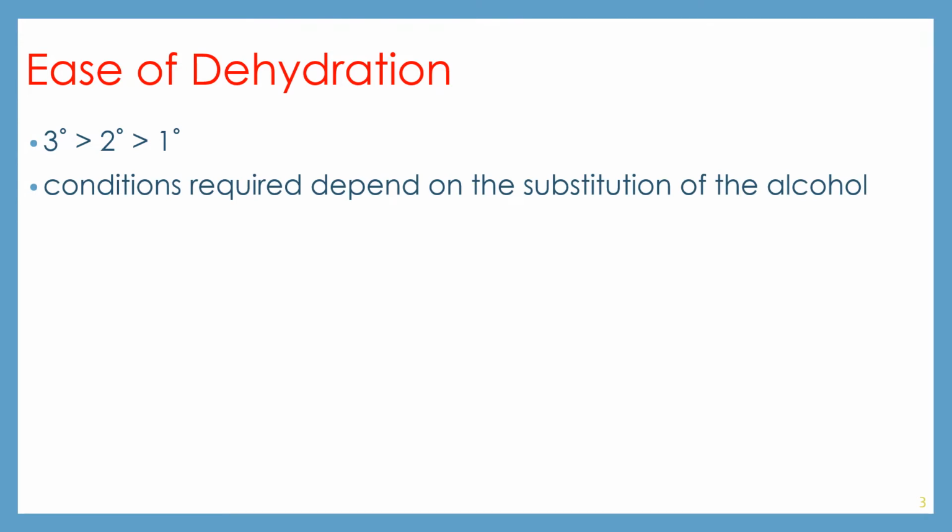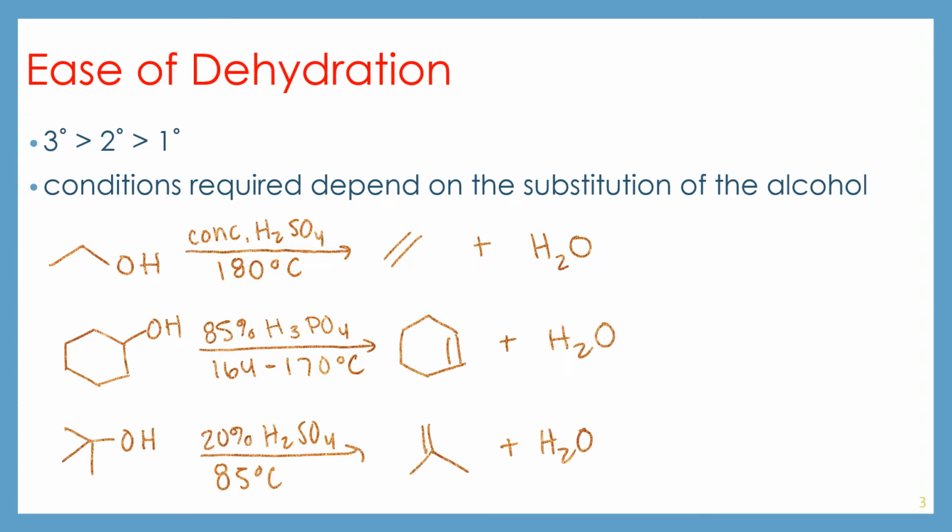The conditions required depend on the substitution of the alcohol. So for example, we have three different eliminations here. We start off with a primary alcohol. If we put it in concentrated sulfuric acid and heat it up to 180 degrees, we can get it to eliminate. Now, if we go to a secondary alcohol, we can either decrease the temperature or we can decrease the concentration and strength of the acid, or maybe do a little bit of both.